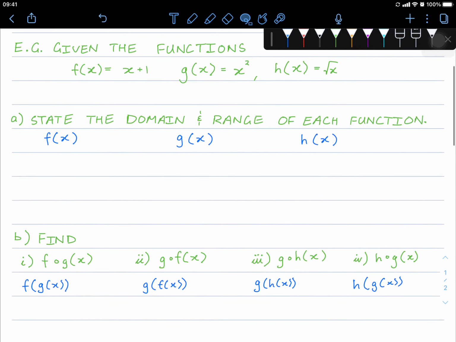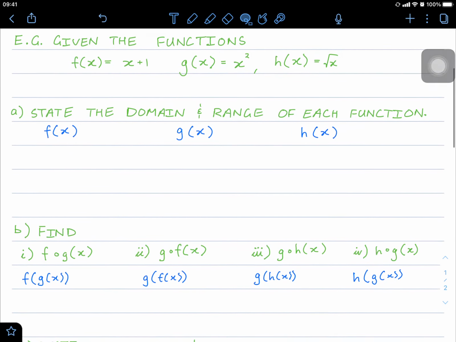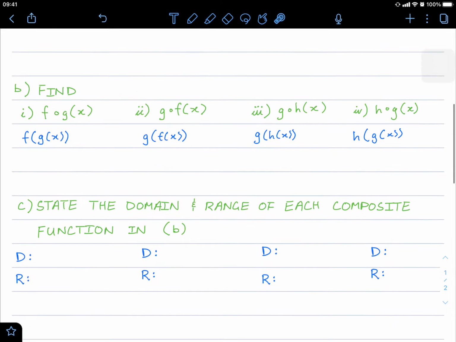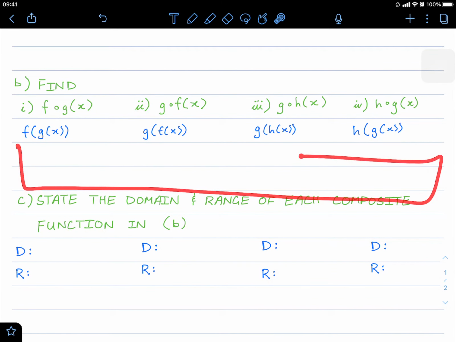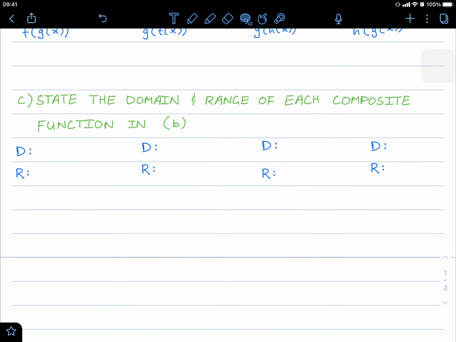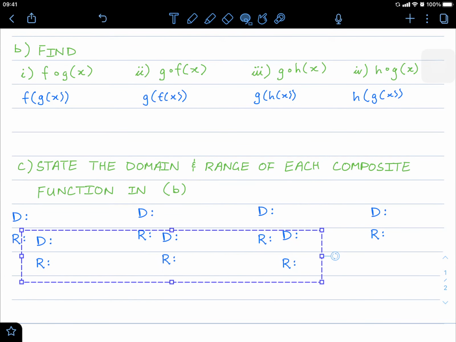So what we'll do here is we'll have three different functions, f, g, and h. And I'd like for you to pause it and give it a go. Find the domain and range for each of them. Make the composite function for each of them. And find the domain and range for the composite functions found in B. So I'd like for you to pause the video and give that a go for now.